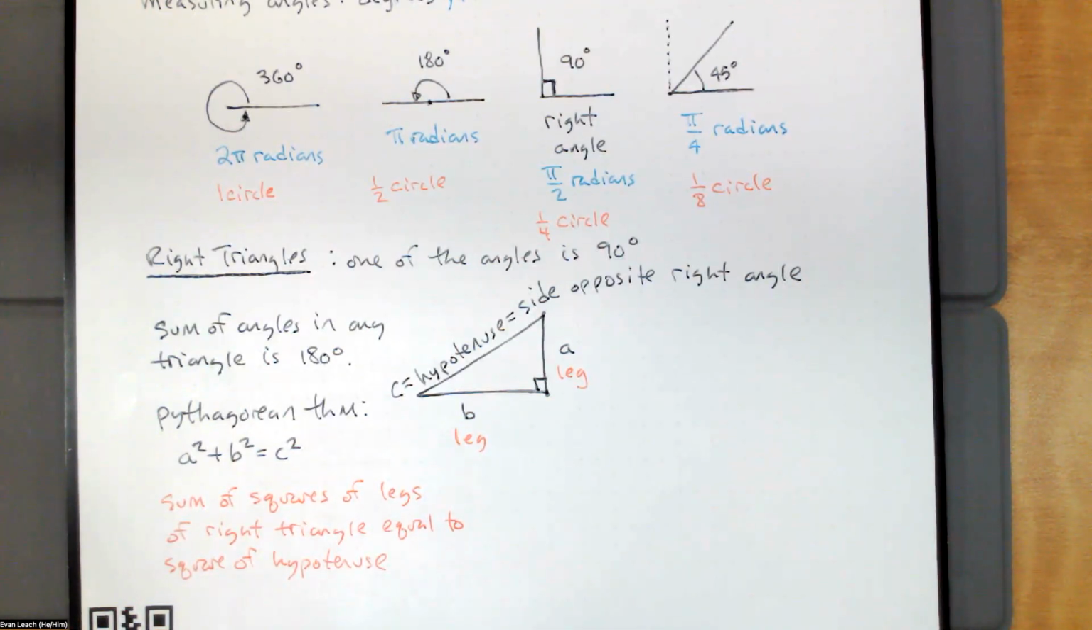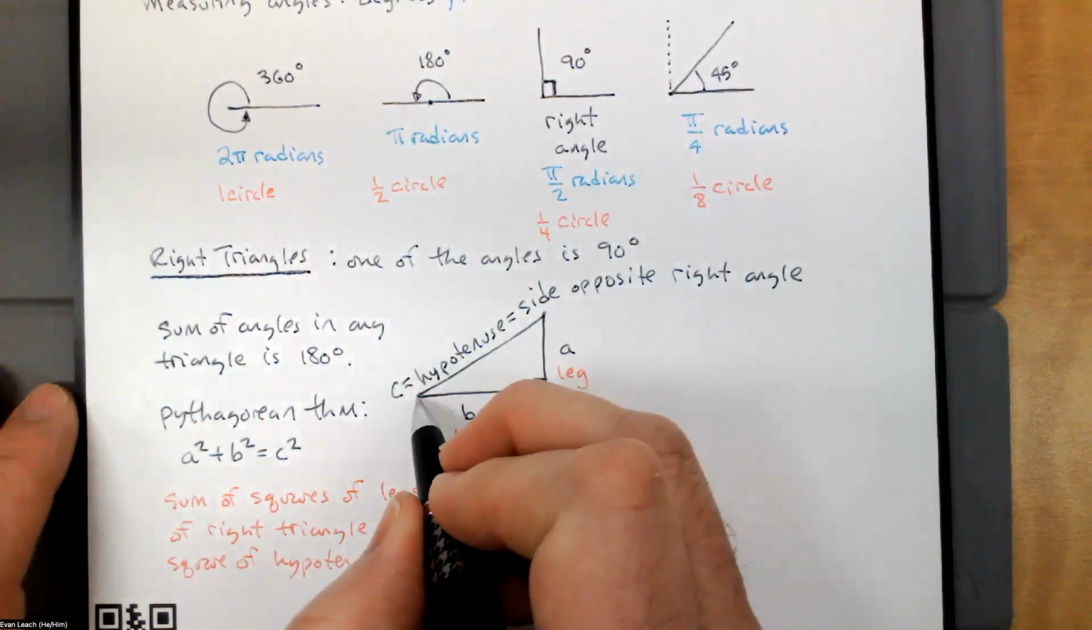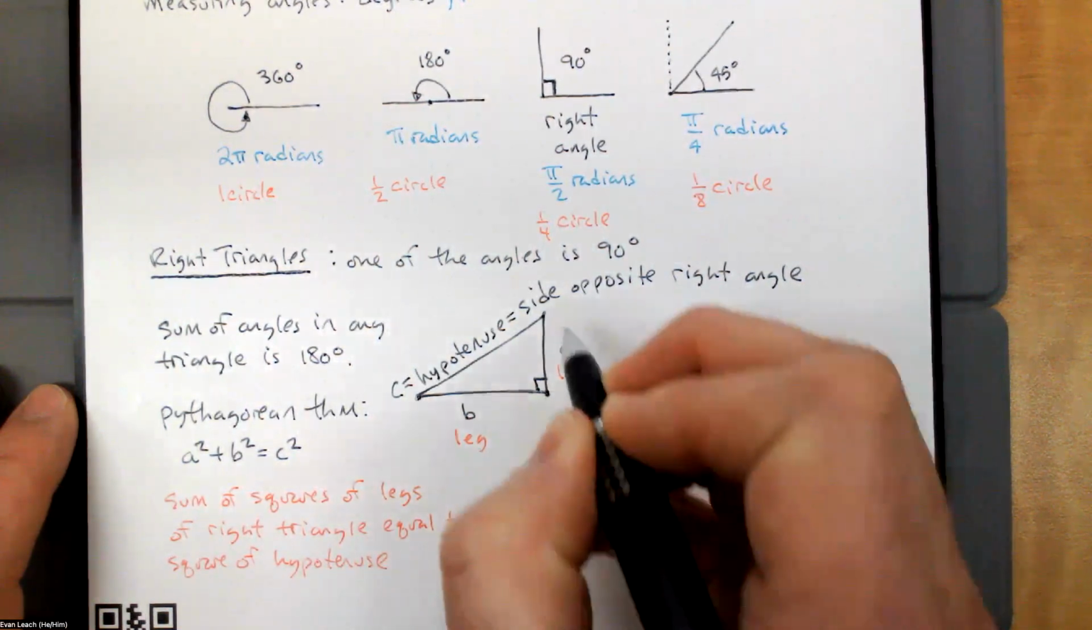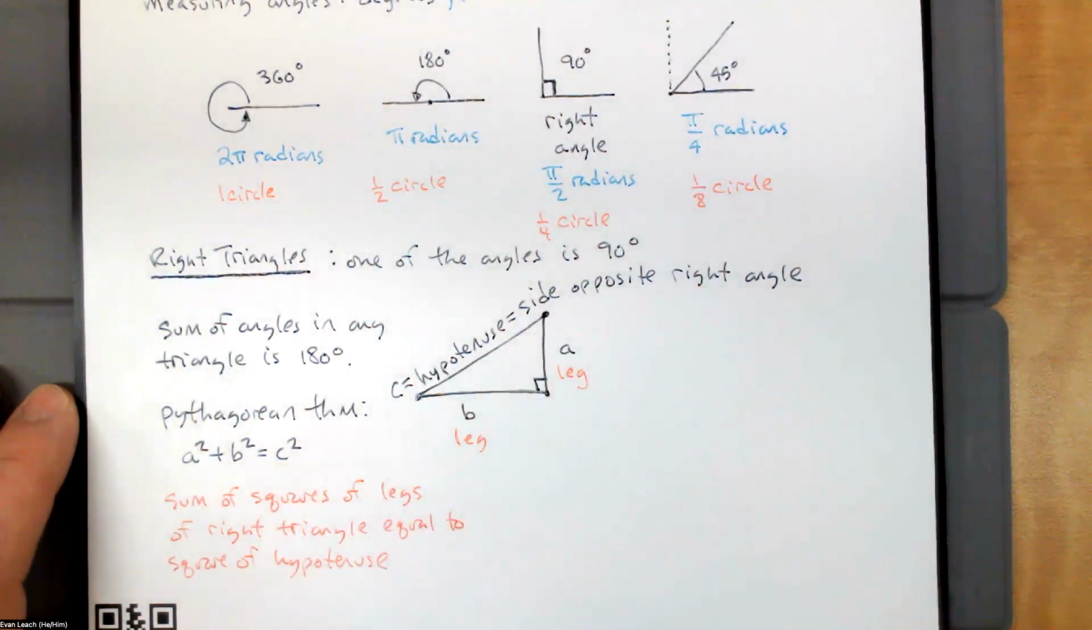Notice that for the sides of my triangle, I use lowercase a, b, and c. A common thing to do is to name the vertices with capital letters.